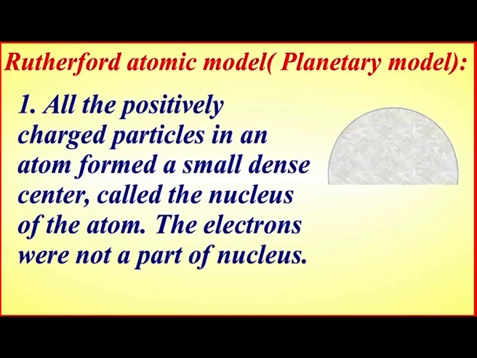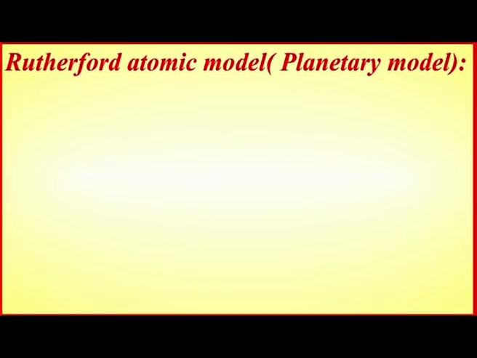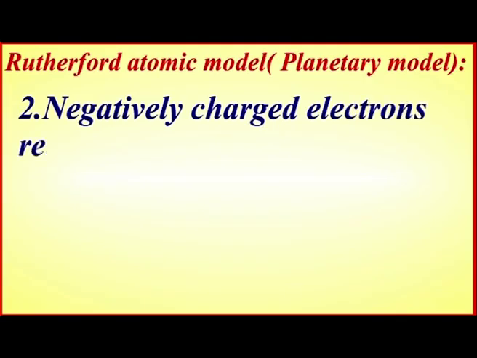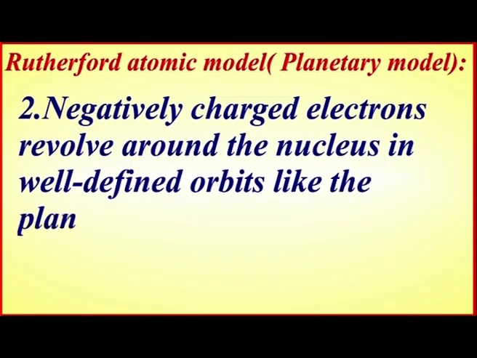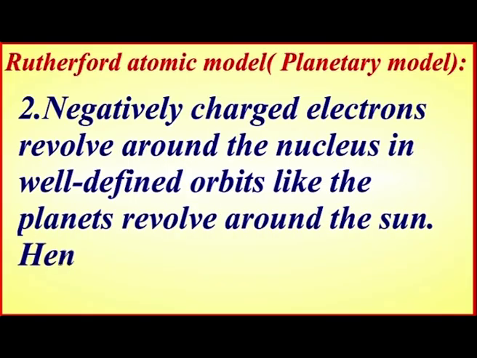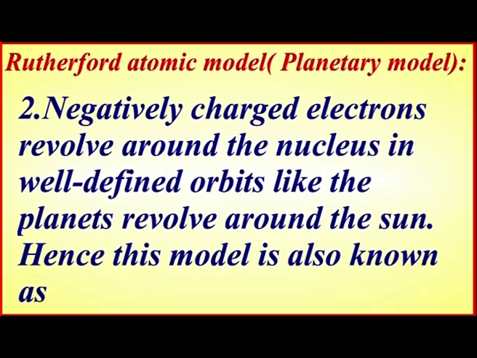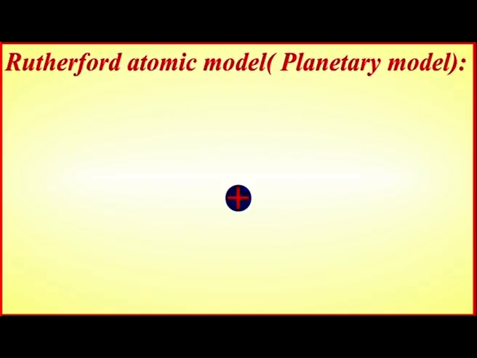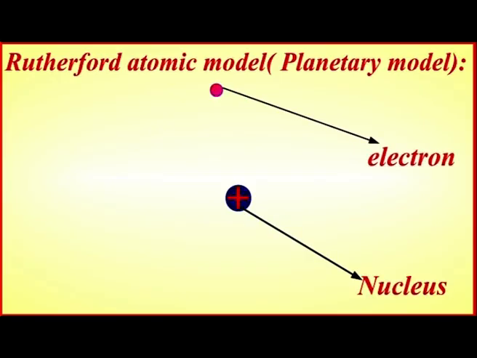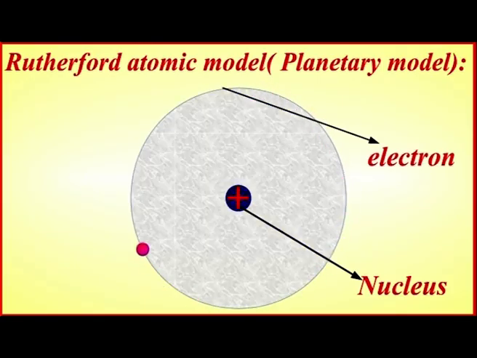Look here, my dear children. This is the atom and the positive charge is concentrated at the center. This is called nucleus. Number 2. Negatively charged electrons revolve around the nucleus in well-defined orbits like the planets revolve around the sun. Hence, this model is also known as planetary model. Are you observing, my dear children? Electron is revolving around the nucleus.